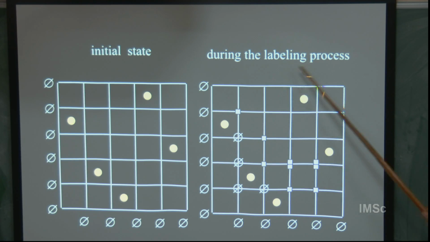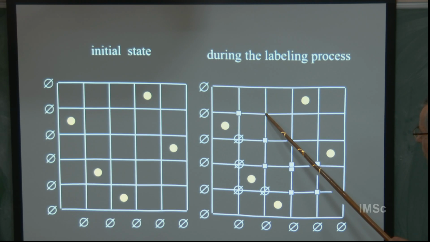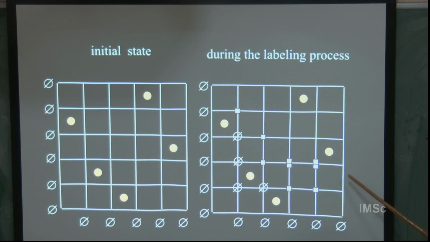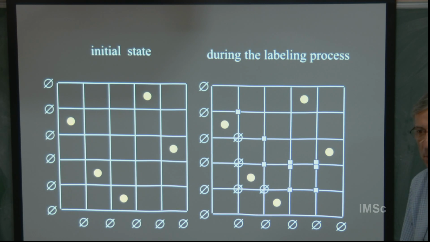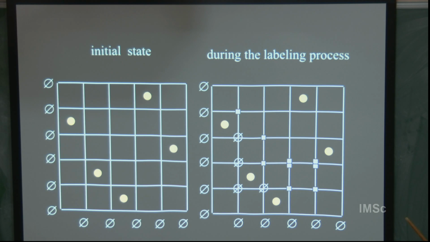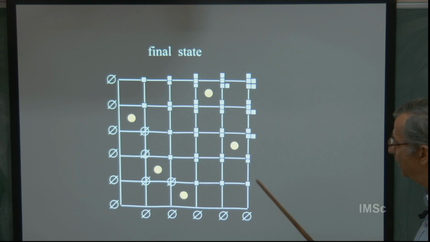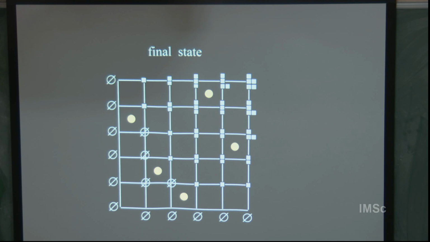This is during the labeling process. This is an intermediate step. So it is non-deterministic, because when I am here, maybe I am going to apply the rule to fill up this, or maybe this, or maybe here. But you can do it in any way, the result will be the same. This is another lemma. And this is the final state. When you have finished the algorithm, all the vertices of the grid are completely filled with Ferrer diagrams. This is the final state.